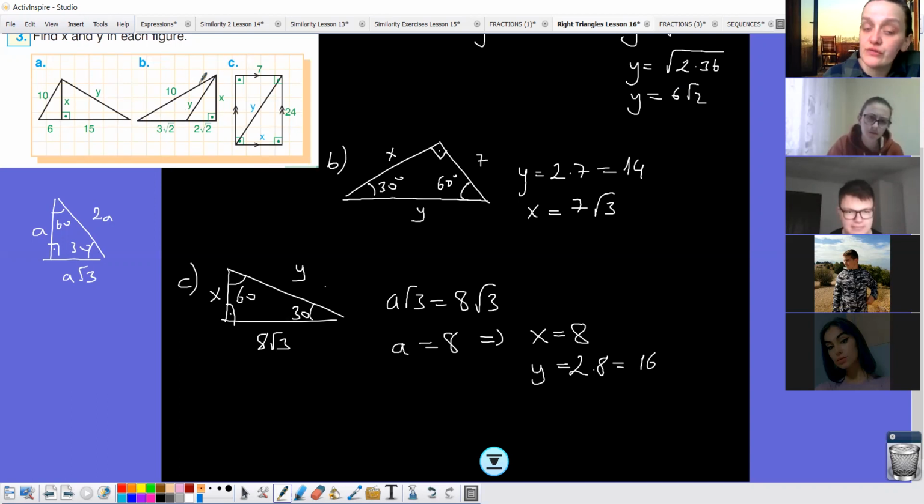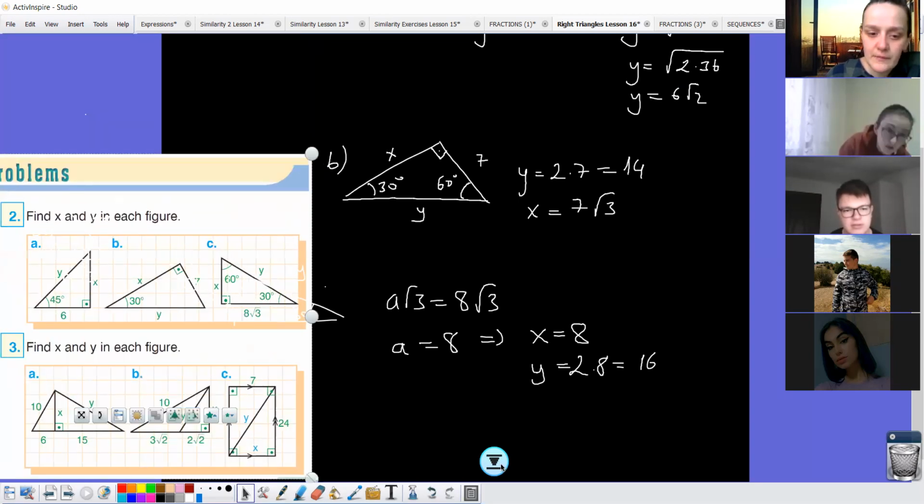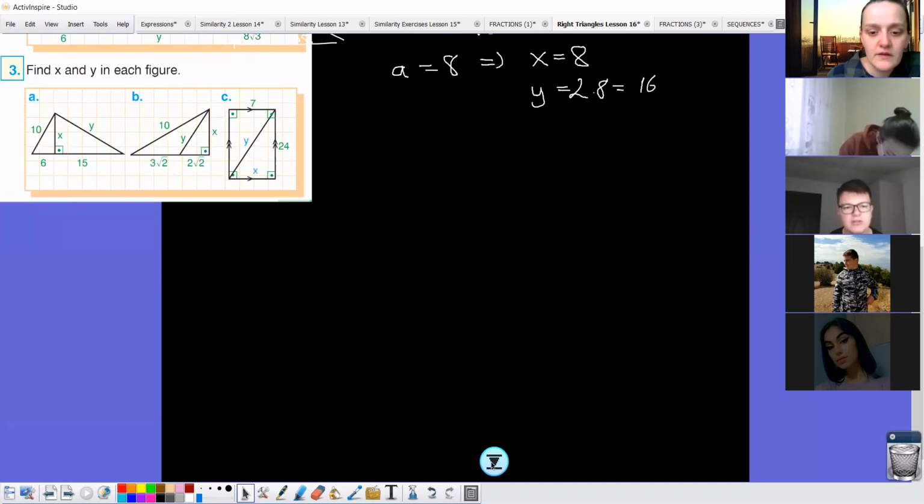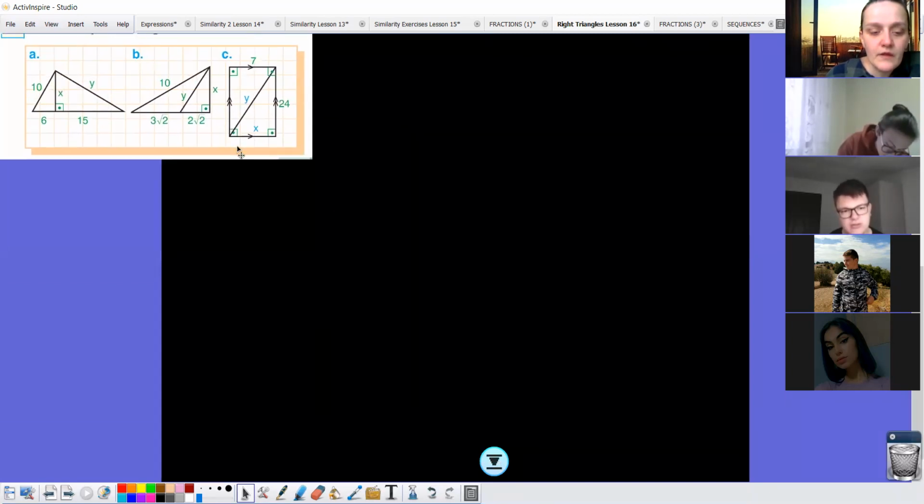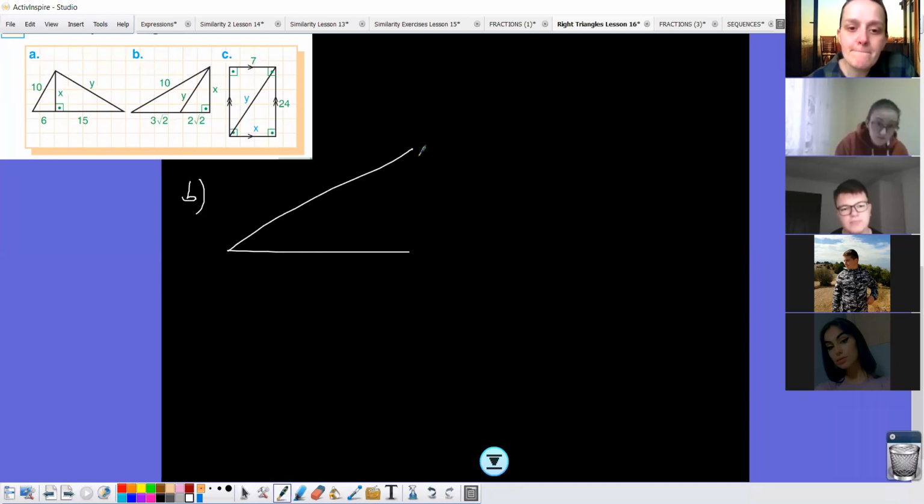Look, we have again 2 right triangles, a big one and a smaller one. In the big one, the hypotenuse is given and one of the legs is given. Can we find the other one? Yes, let's do it together for those who are not sure. Now here in B, we have this one: y, 10, 3 root 2, 2 root 2, x.